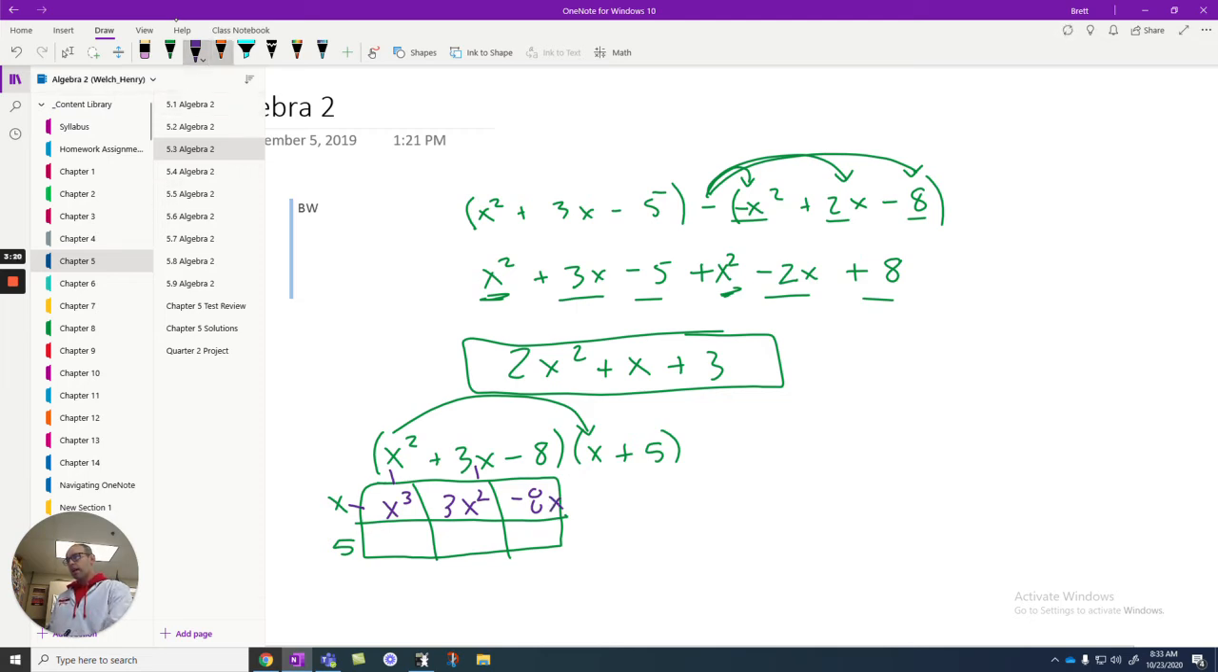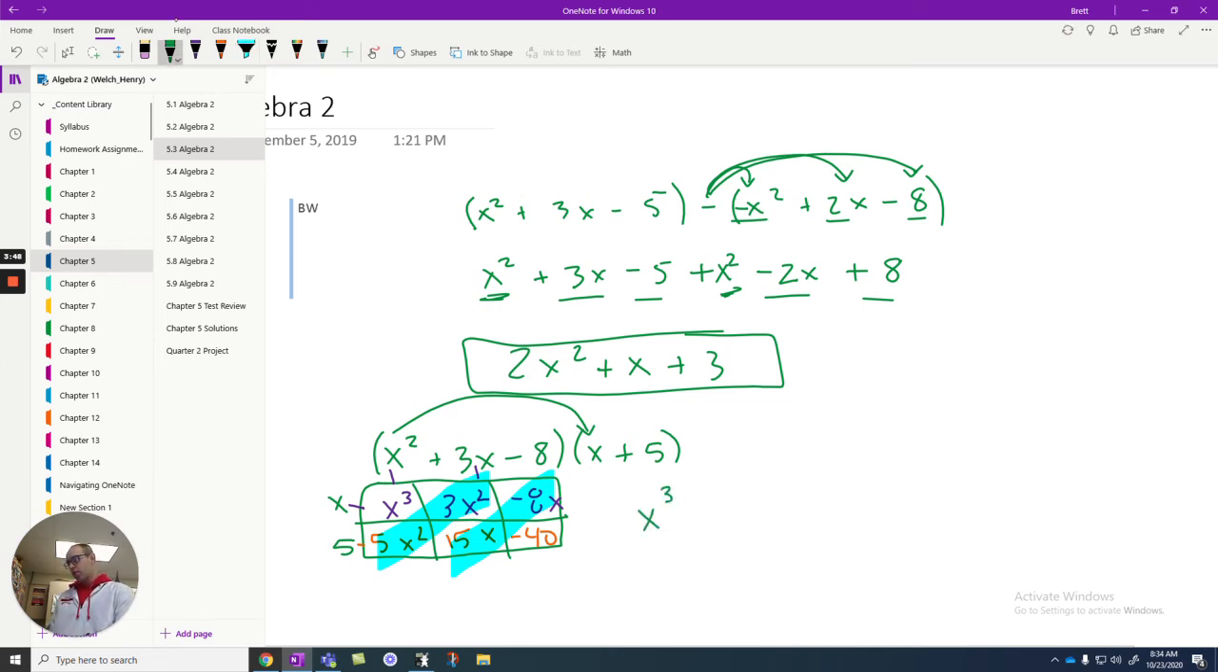Then if I go to the next row and continue this multiplication process, 5 times my x squared would be 5x squared. 5 times my 3x would be 15x. And 5 times my negative 8 would be negative 40. One of the reasons I like this format so much is that when you look at the diagonal values, you will find the like terms. And so what that gives me is an easy way to add up my terms.